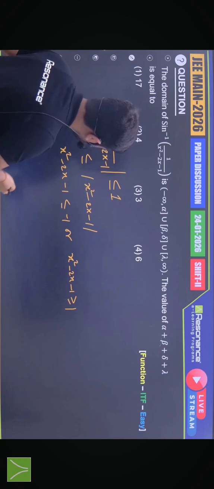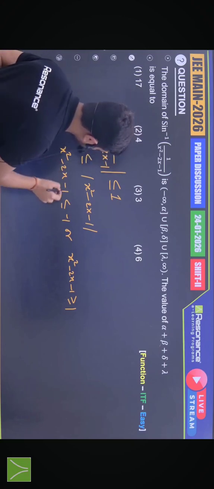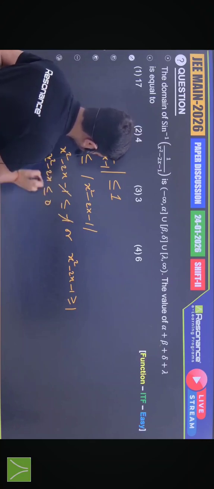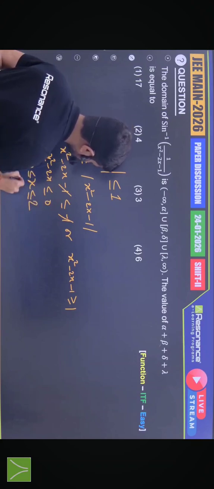So simplify, and then after you will get your answer. How to simplify? This will get cancelled. You will get x square minus 2x less than or equal to 0. From here you will get x lies between 0 to 2. This is your A.